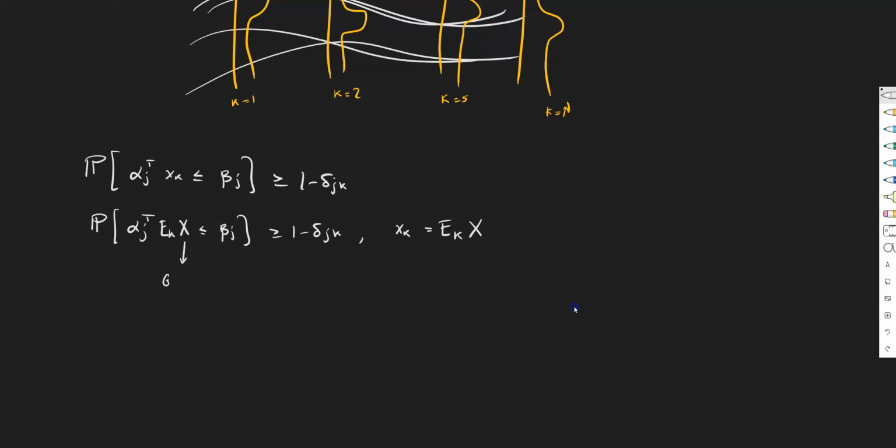X is a Gaussian random variable. It's a normally distributed random variable. It has a mean x bar. It has a covariance sigma_xx. We know everything about it, right?